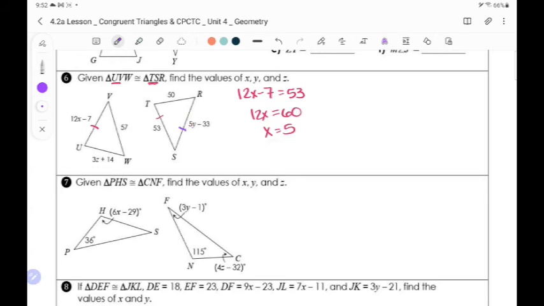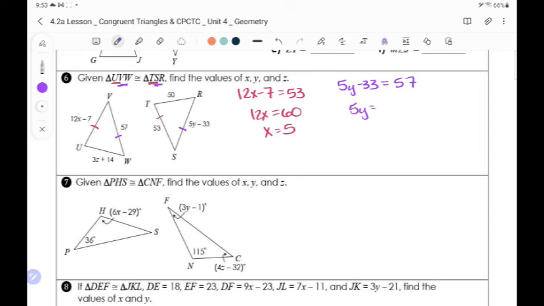Y is right here on RS. Looking at the name, RS is the last two letters, and we need to match it with VW. So it's right here. So again, we can just take the 5y minus 33, and it's equal to 57 in the other triangle. So we can solve that.